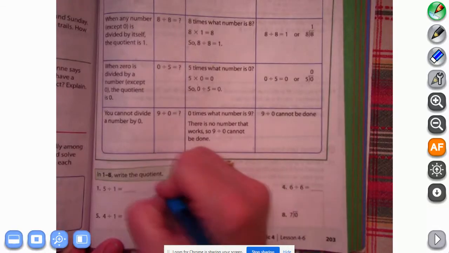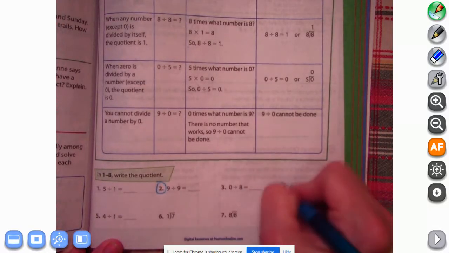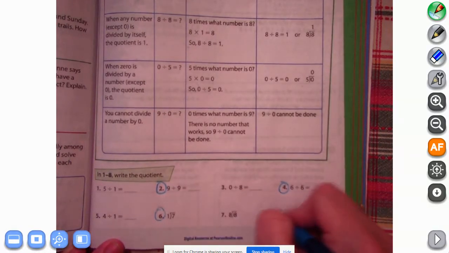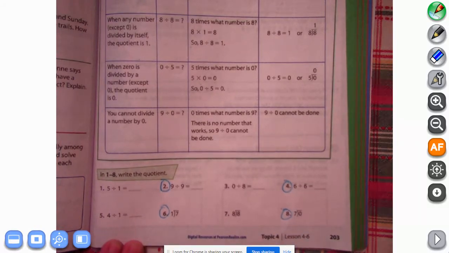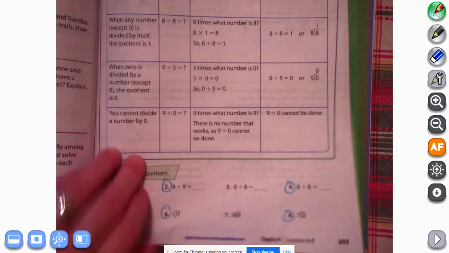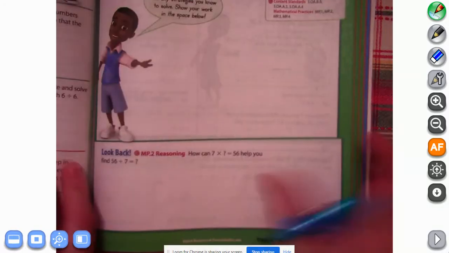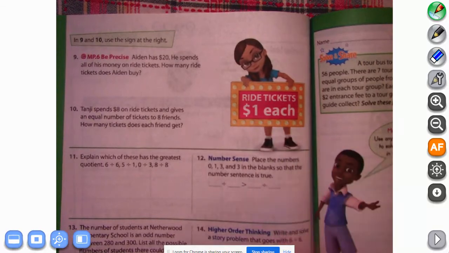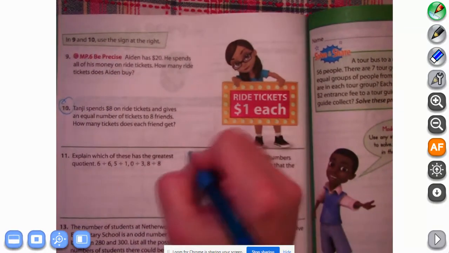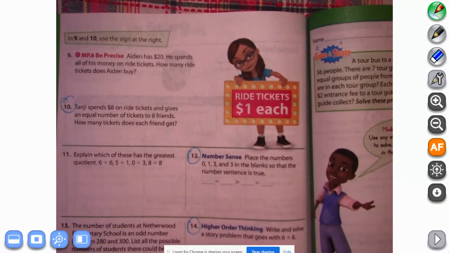All right, so on our homework, we are going to be doing the even ones today. So 2, 4, 6, 8, 9 divided by 9, 6 divided by 6, 1 divided by 7, and 7 divided by 0. So draw, write, however you need to show that one. Okay, on the back side, it says ride tickets are $1 each. We're doing 10, and we're doing 12, 14, 16.